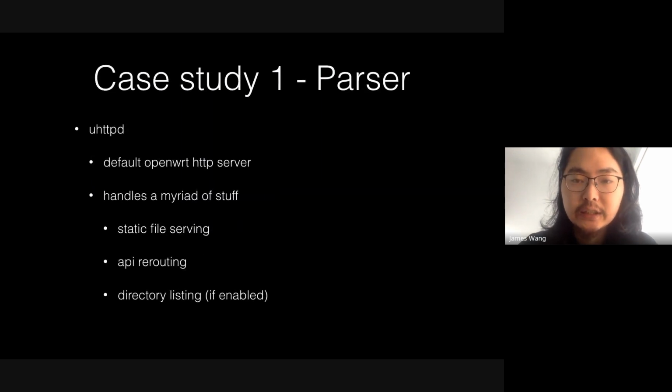So the first case study we're going to look at here is the mu HTTP server, which is the default HTTP server for OpenWRT. If any of you are familiar with what OpenWRT is, it's an operating system commonly used in IoT devices. It's pretty lightweight, and it has all of those useful building blocks built into the implementation, including the HTTP server.